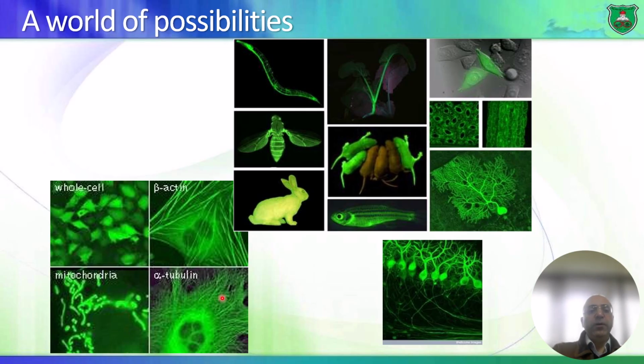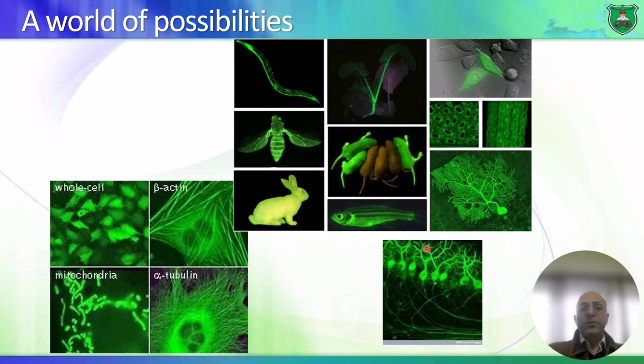This is the tubulin protein, the alpha tubulin protein. So you can see the microtubules right here. You can see how they are organized. We can actually have organisms like fruit flies fluorescing, or rabbits or mice fluorescing. We can see tissues, by the way. This is a whole fish.